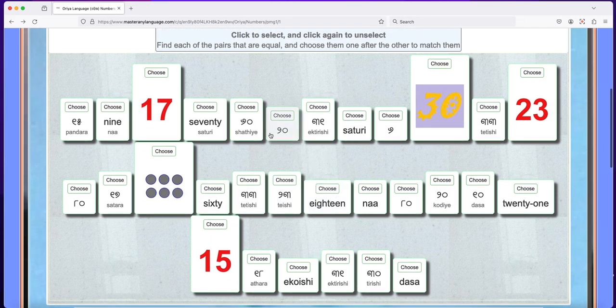So I see here what looks like, I want to say 90, but I'm going to say kodie, but that was 20, I think, before. We just read that. So kodie, tirishi, ektirishi, ekoshi, teishi, tetishi.